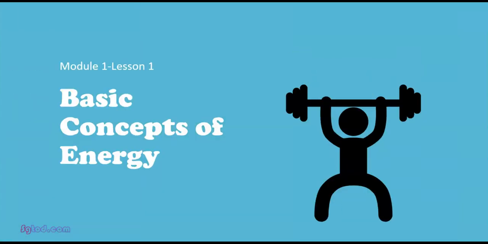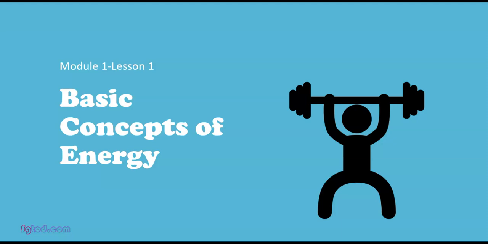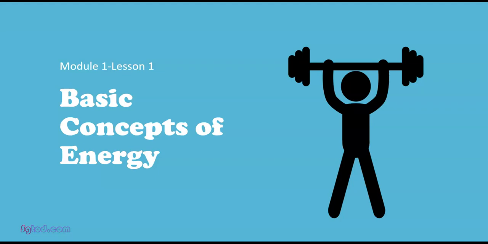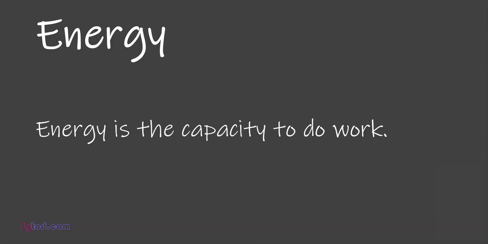In this first module, we are going to cover the basic concepts of energy, what it is, and the various forms of energy. Let's begin with the first concept. What is energy? In physics, energy is the capacity to do work. Work means able to do something to achieve a purpose.